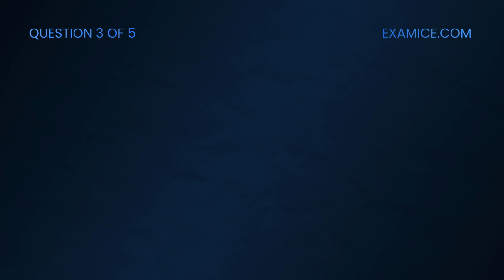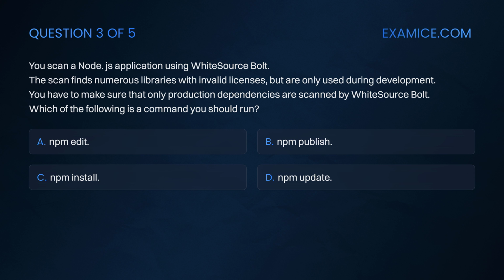Question 3. You scan a Node.js application using WhiteSource Bolt. The scan finds numerous libraries with invalid licenses, but are only used during development. You have to make sure that only production dependencies are scanned by WhiteSource Bolt. Which of the following is a command you should run? Option A, npm edit. Option B, npm publish. Option C, npm install. Option D, npm update.